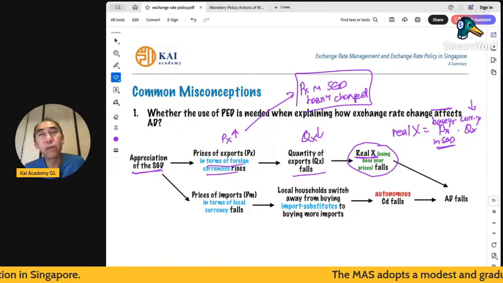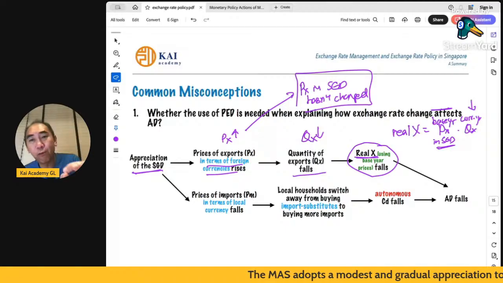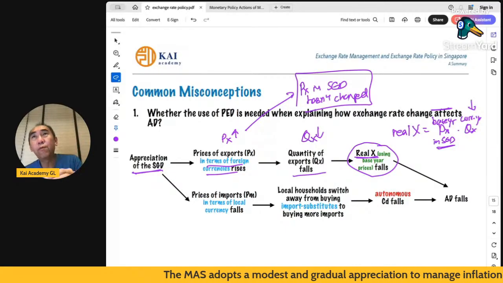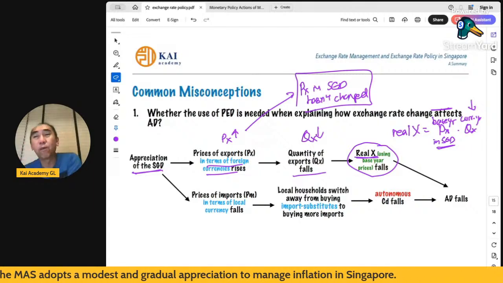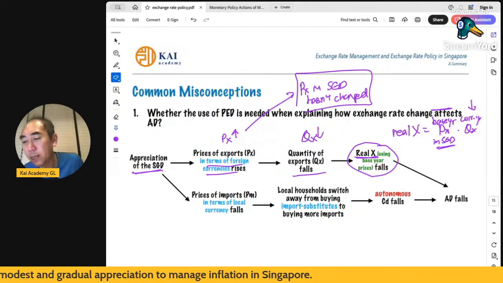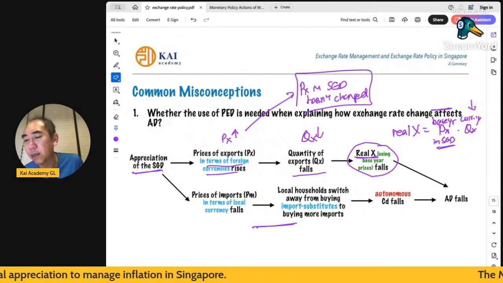So it is still relevant to bring in PEDX, but we must be careful to talk about PEDX only for the magnitude of decrease in X and not for the fact that X is falling in the first place. Now, similarly, there's another elasticity concept here, right?